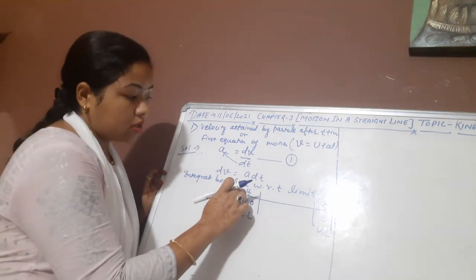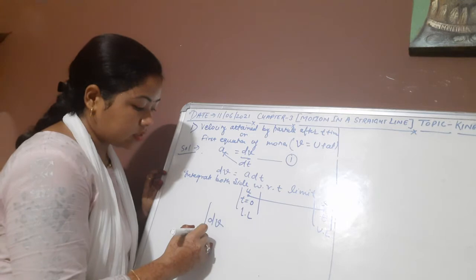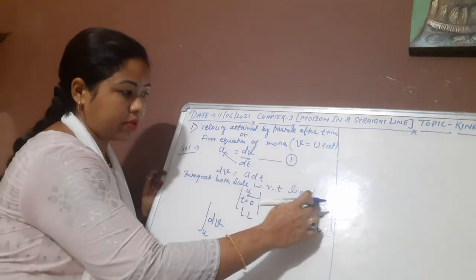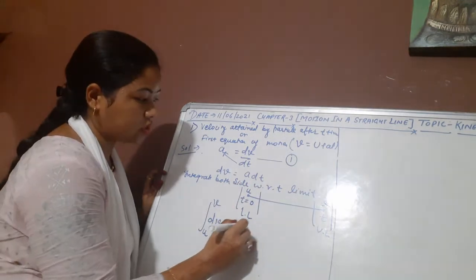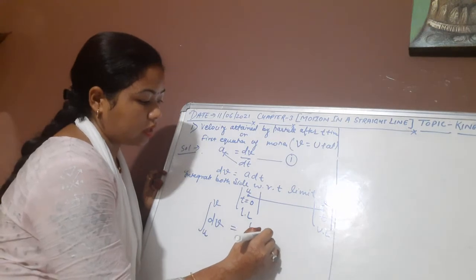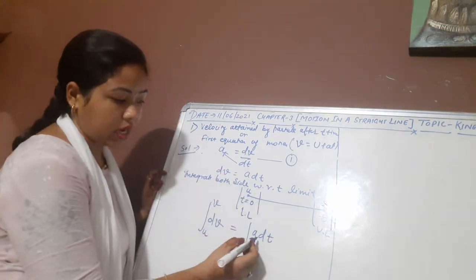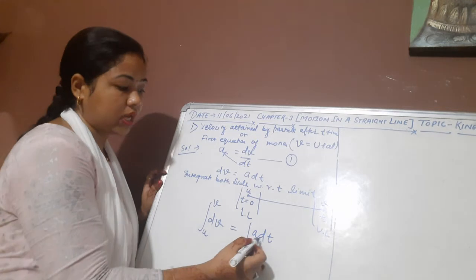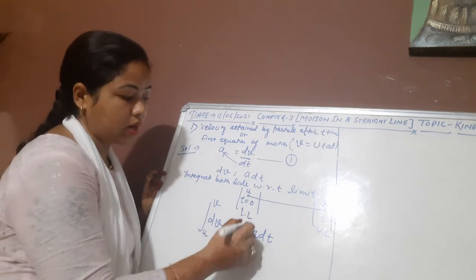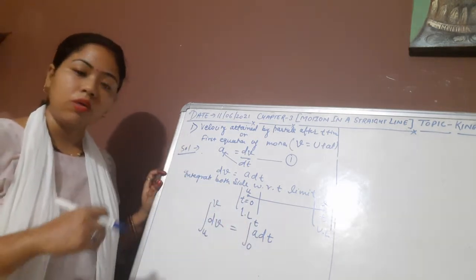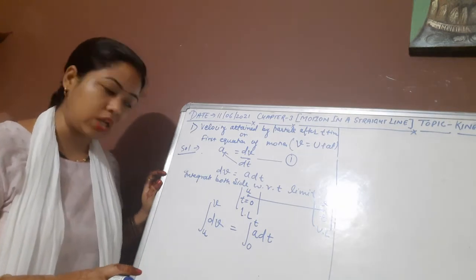So the lower limit of the velocity is u, and the upper limit of the velocity is v, equals to a dt, right? So a dt means we are having the limit of the time. The lower limit of the time is 0 and the upper limit of the time is t. Now we'll simply apply the rules of integration.